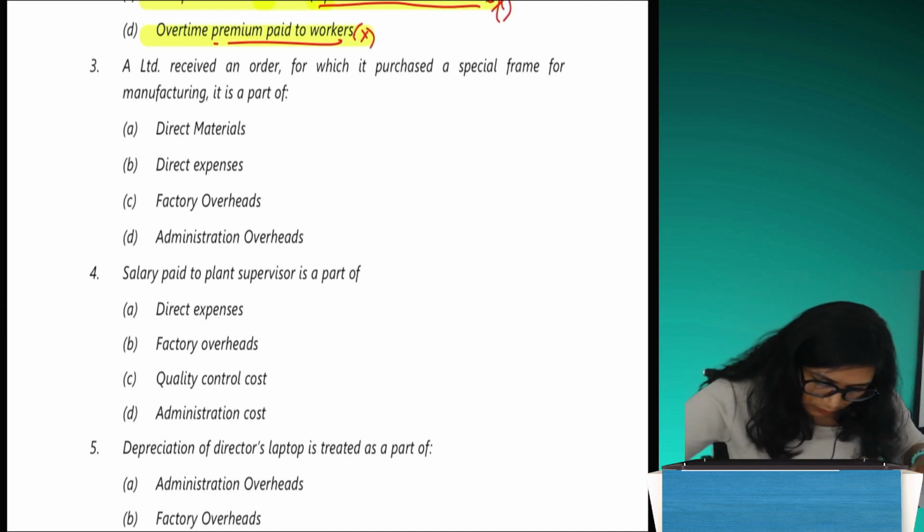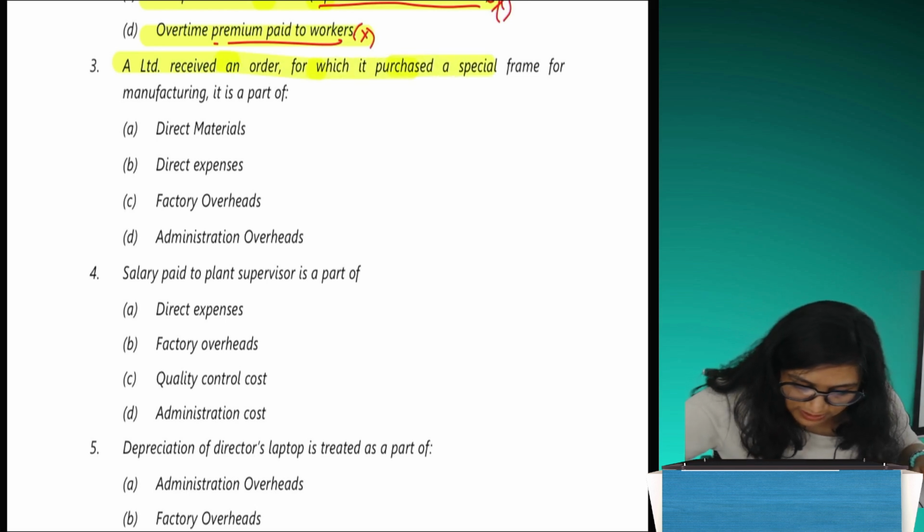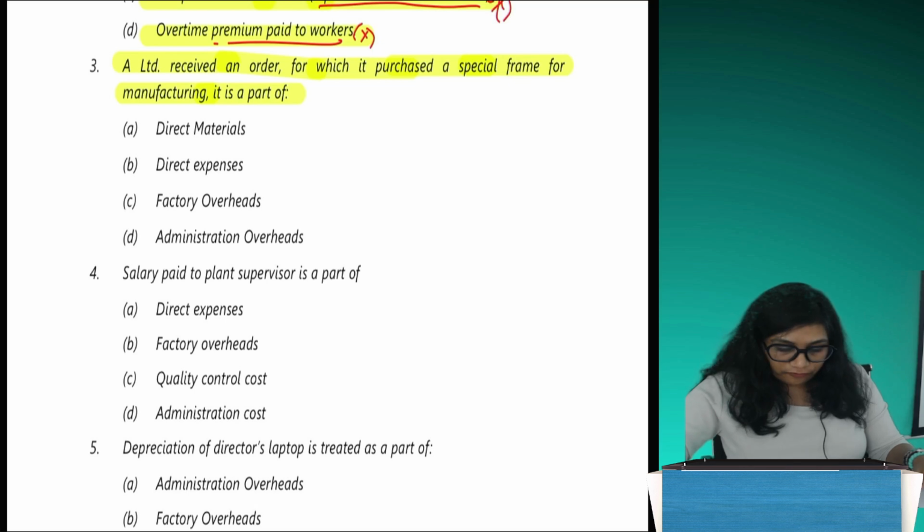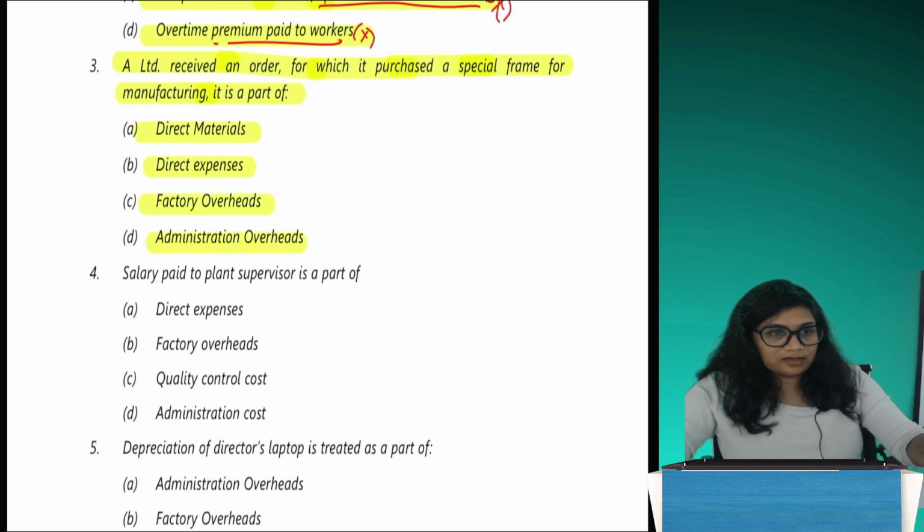Next. Which is the next one? Fifth one. Depreciation of director's laptop is treated as a part of. So we have administration overheads, factory overheads, direct expenses, research and development. Guys, direct expenses can't be. Director itself is not related to production in any way, so it can't be a direct cost. So this is eliminated.